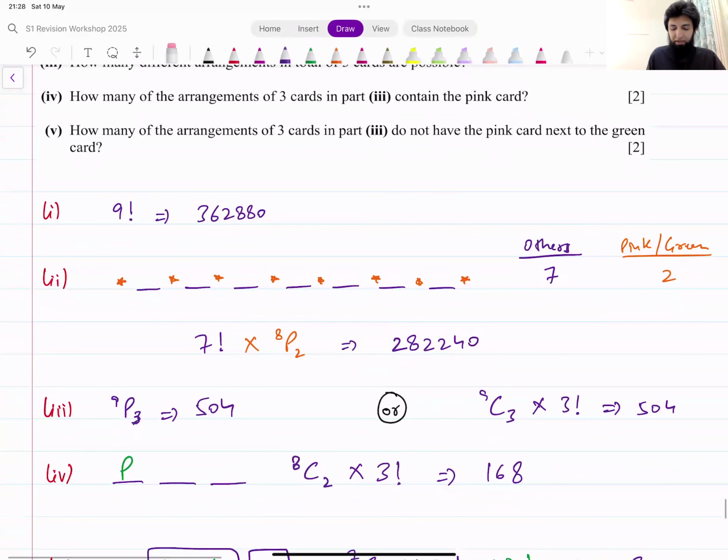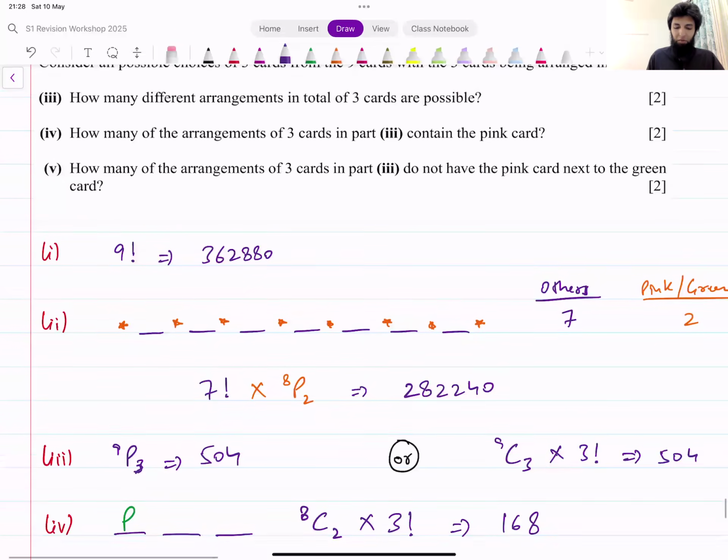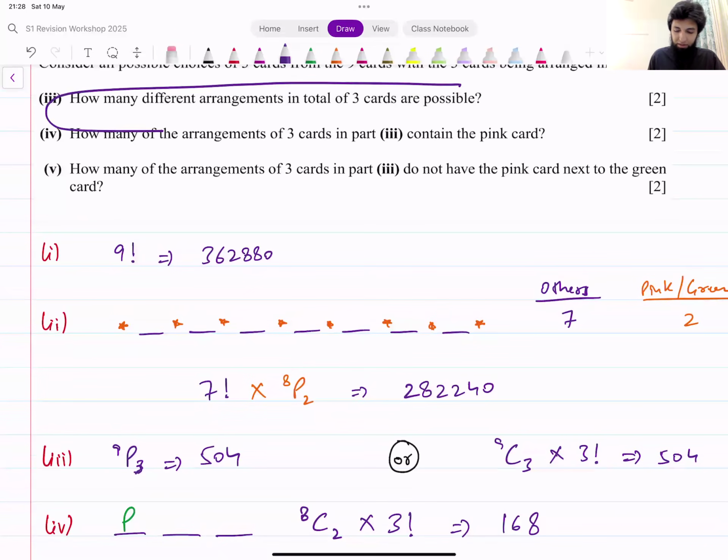Then it says how many different arrangements of the 3 cards in part 3 do not have the pink card next to the green card. How many arrangements of these cards do not have the pink card next to the green card? How do you think about this? The pink card should not be next to the green card. How do you think about it?